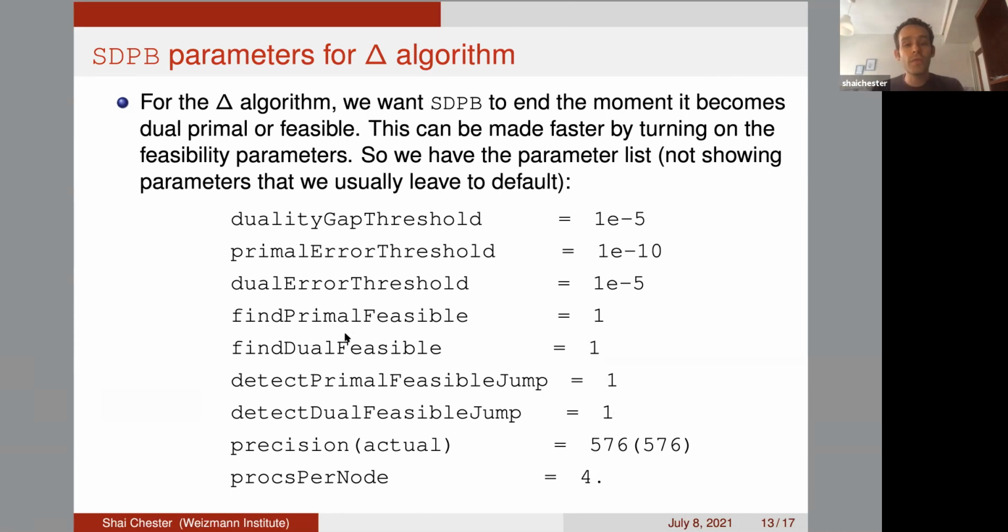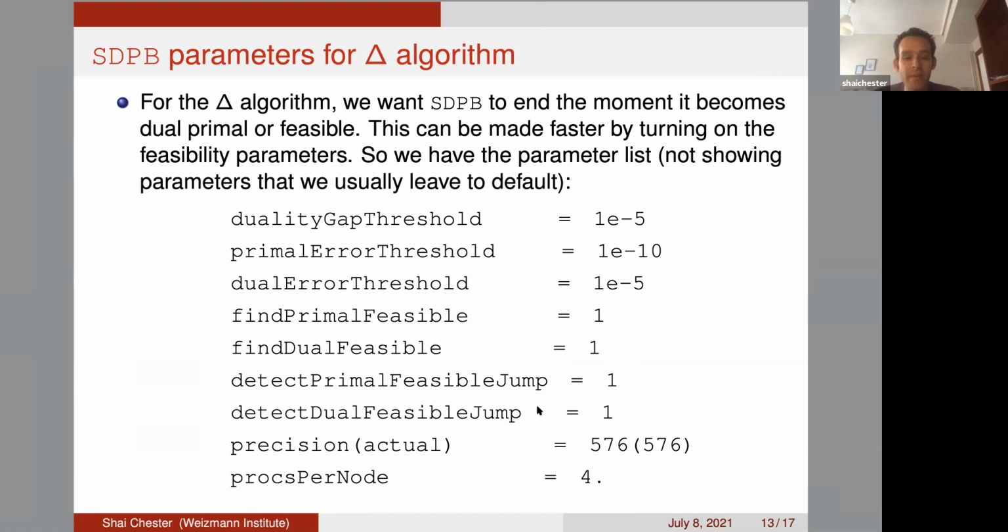The first two just say that I'm telling SDPB to terminate if it finds a primal feasible point or a dual feasible point, which is something I would only do for the scaling dimension algorithm, because if it terminates at this point, that means I will never be able to find an optimal point. But that's okay, because for the scaling dimension algorithm, I don't expect to find an optimal point. These other two parameters are a bit more interesting.